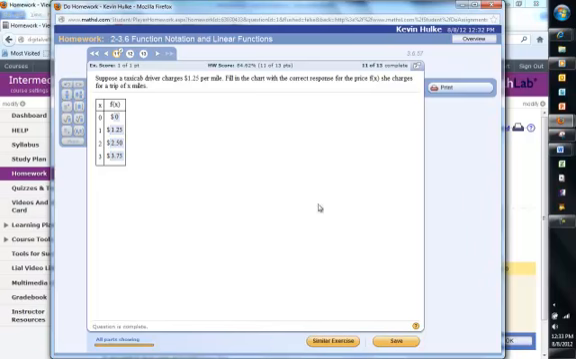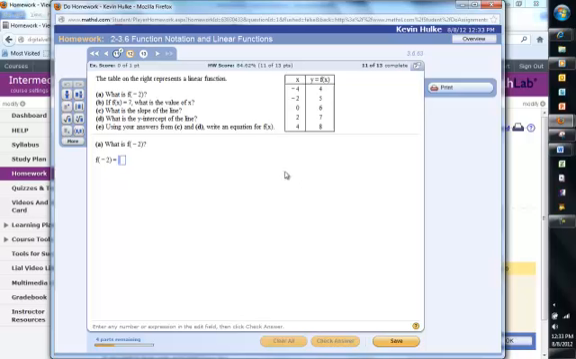Now that's not very much for a taxi. Any taxi I've ever ridden has always been $40. They always cost $40. I don't know why.